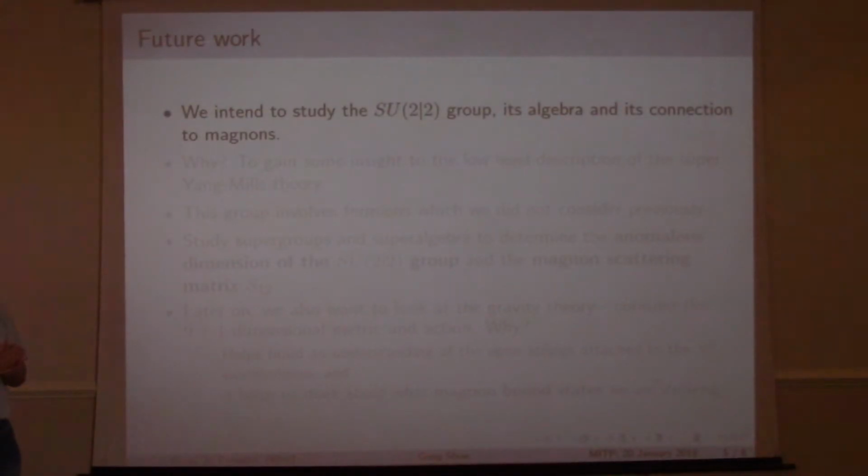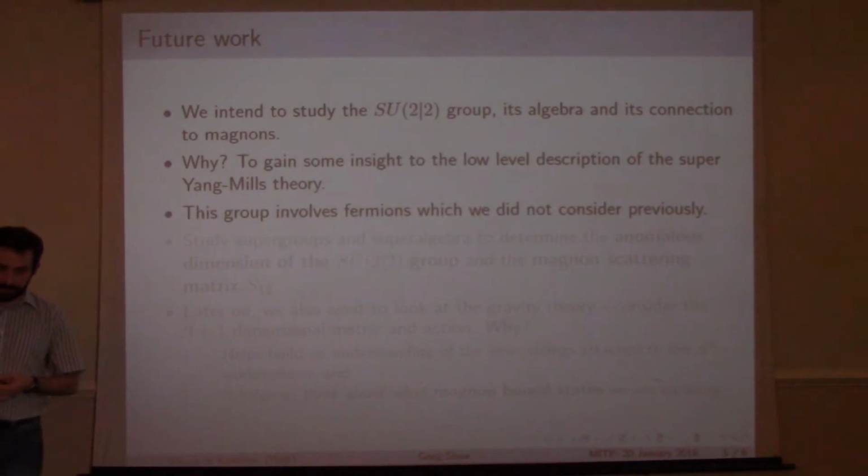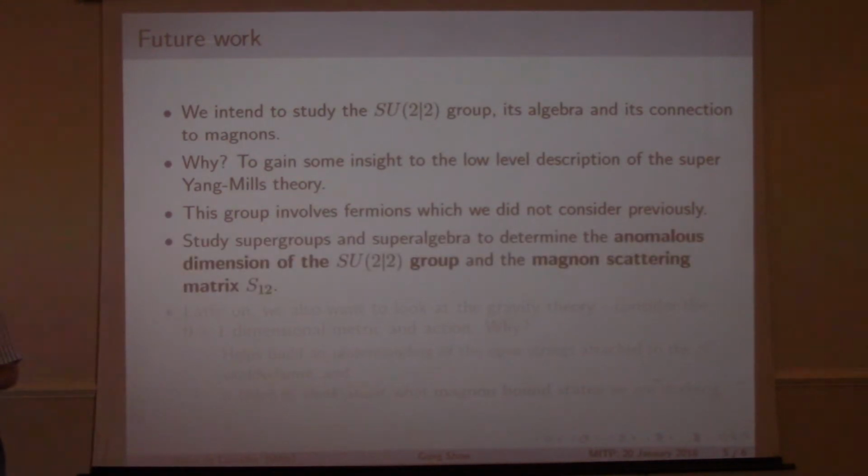So future work, well, we intend to study the SU(2|2) group, its algebra, and its connection to magnons. We do that because we want to gain an insight into the low-level description of the supersymmetric theory. Keep in mind that this group involves fermions, which is not what we had previously, so that's what we want to consider as we move forward in our work. And when you study the supergroups and superalgebra, it helps you to determine the anomalous dimensions of this SU(2|2) group and the Mandelstam scattering matrix.